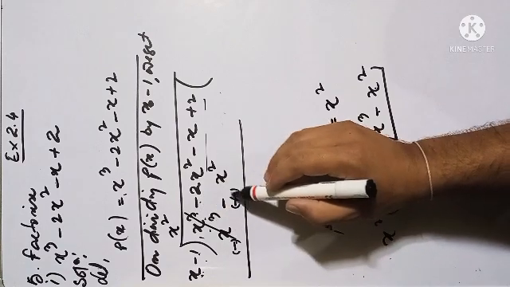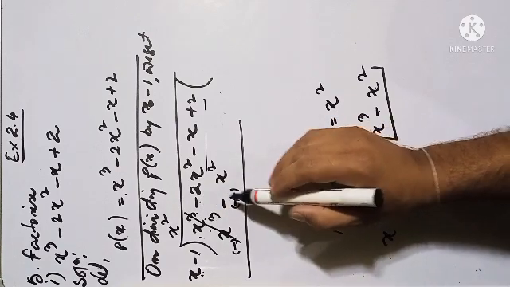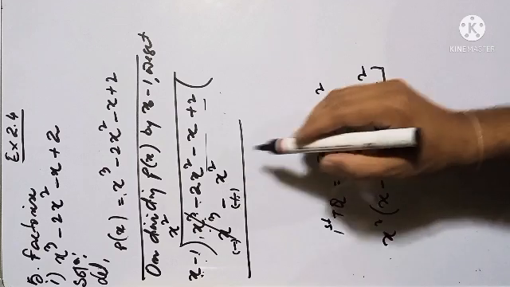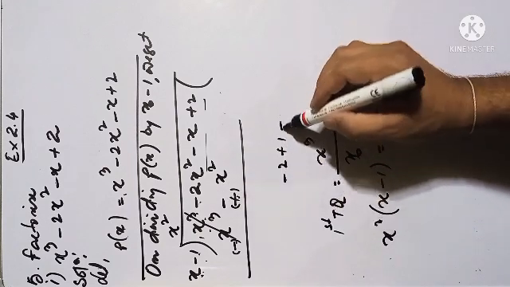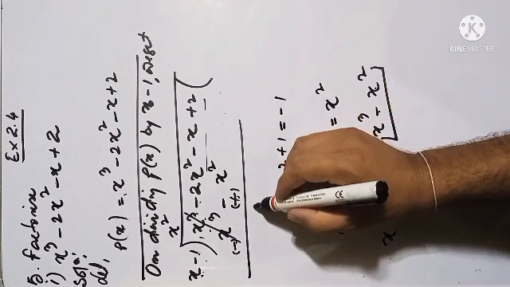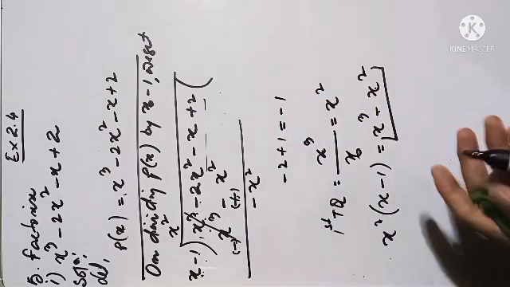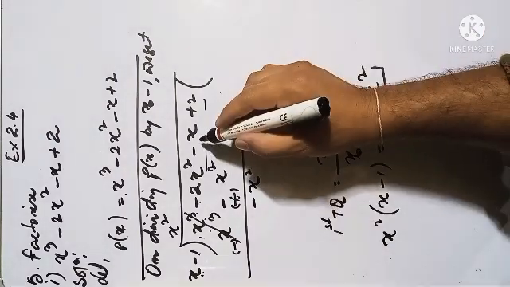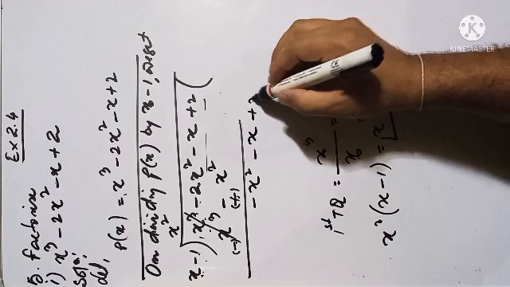Minus 2 plus 1, the new sign will be used. Minus 2 plus 1, what do you get? You get minus 1. Okay, so here minus x square. And then we have to bring down this minus x plus 2.